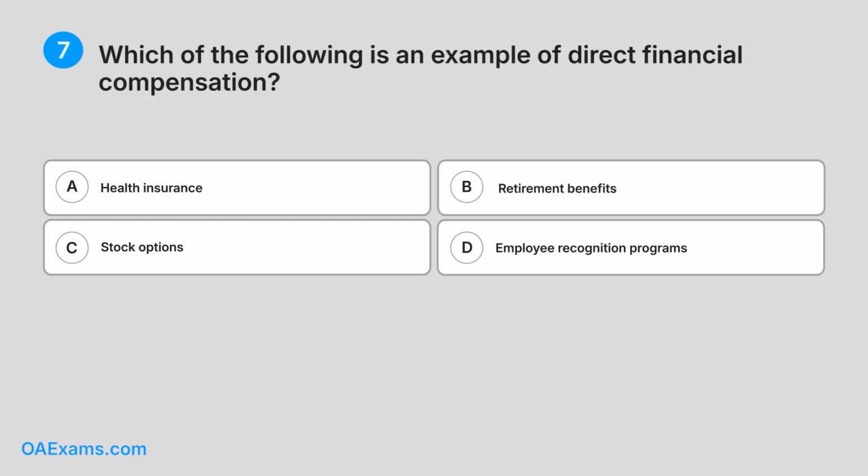7. Which of the following is an example of direct financial compensation? A. Health insurance. B. Retirement benefits. C. Stock options. D. Employee recognition programs. Do you know the answer?